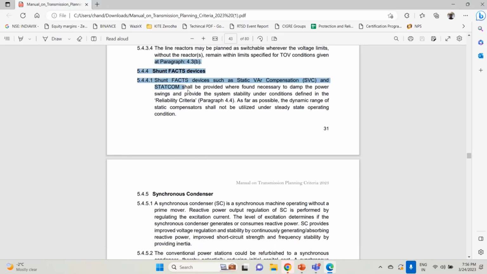Then shunt FACTS planning is required. It has to be done based on the stability criteria conditions defined in the reliability criteria.